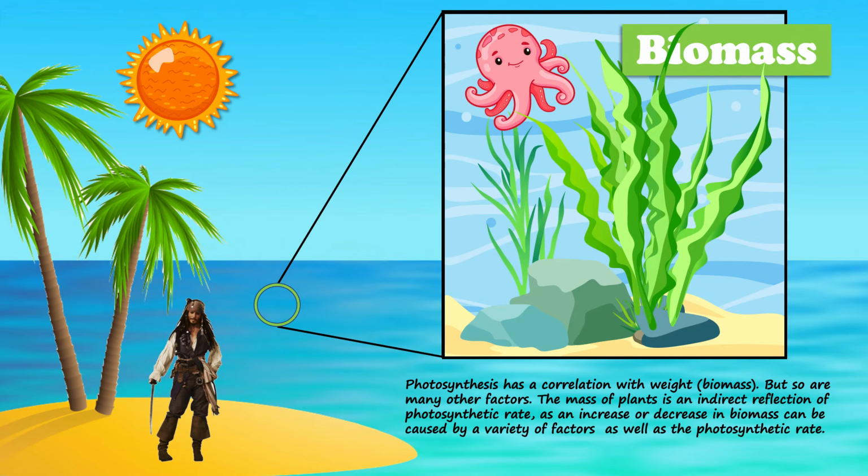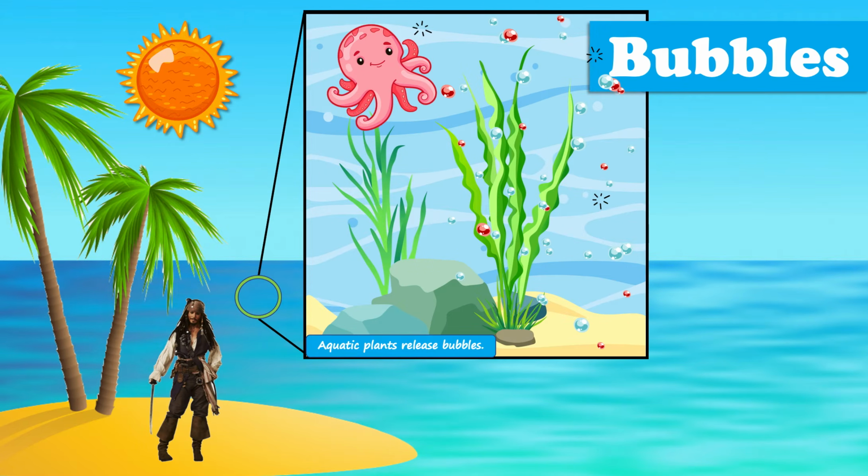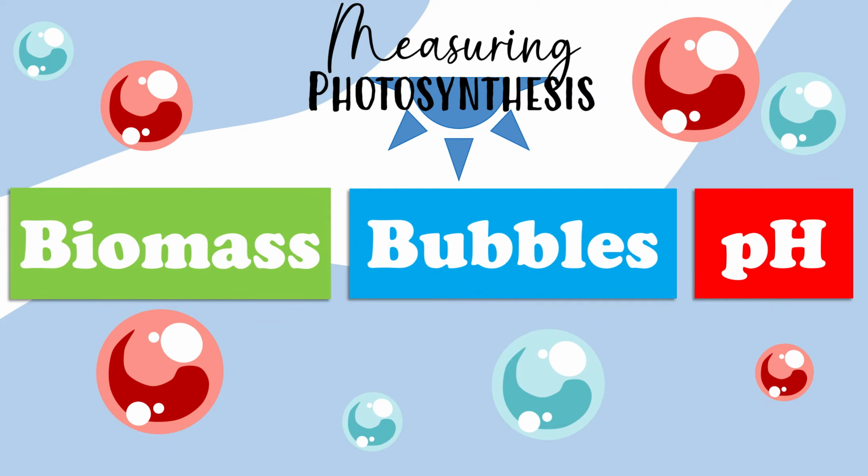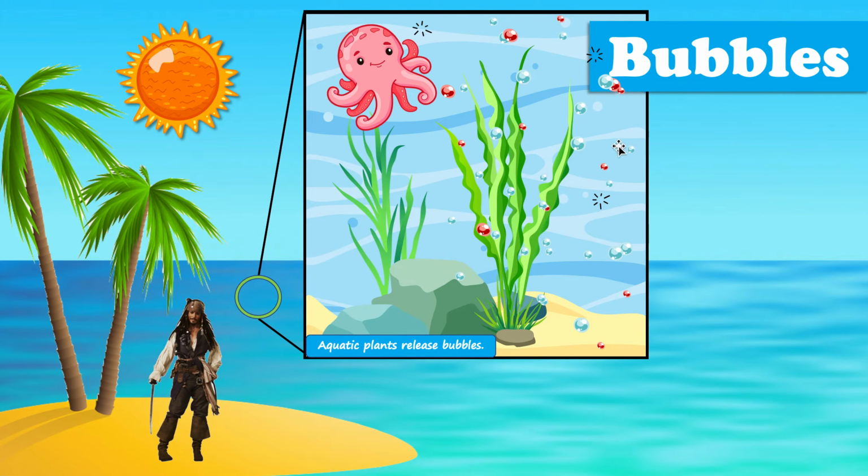So let's look at the next one, bubbles. Remember from our equation, photosynthesis makes what? Let me go show you. Photosynthesis makes oxygen and uses carbon dioxide, right? Both of these are little gases. So see here, these red ones would be oxygen that's being made, and these blue ones here would be carbon dioxide surrounding the plant.